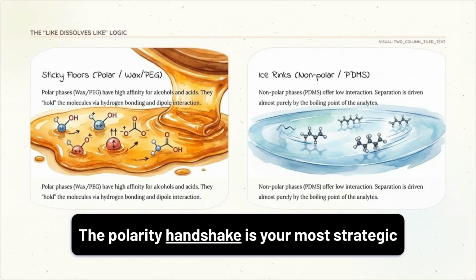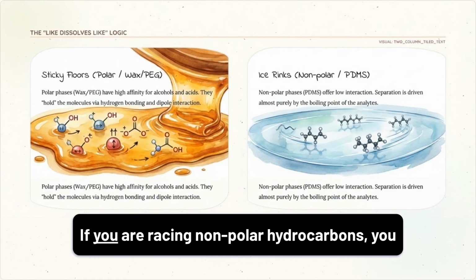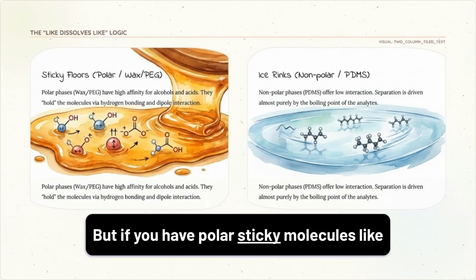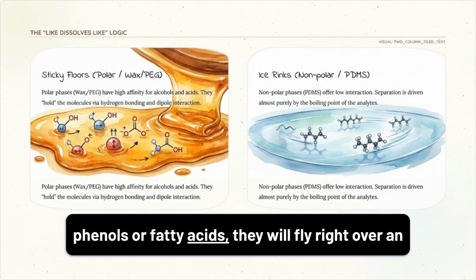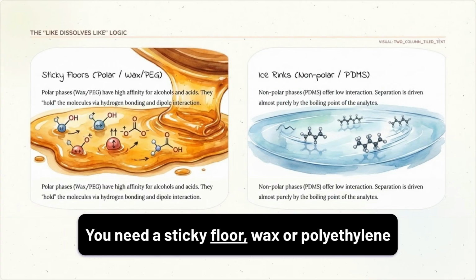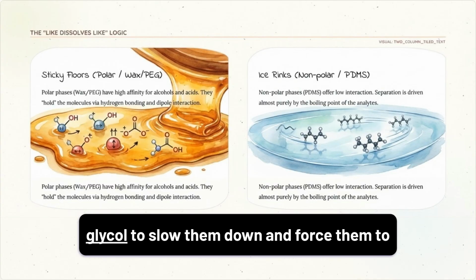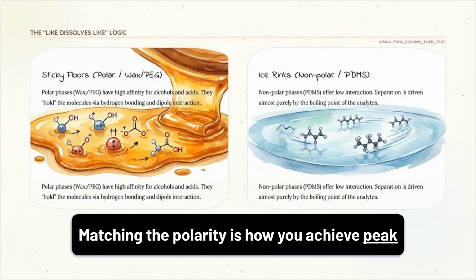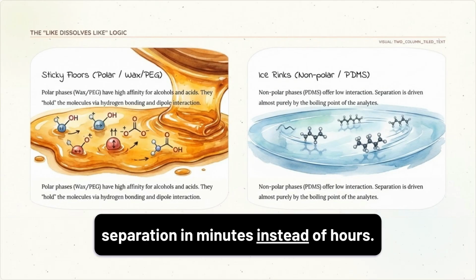The polarity handshake is your most strategic decision. If you are racing non-polar hydrocarbons, you want an ice rink, a non-polar PDMS phase. But if you have polar sticky molecules like phenols or fatty acids, they will fly right over an ice rink without separating. You need a sticky floor, wax or polyethylene glycol, to slow them down and force them to compete. Matching the polarity is how you achieve peak separation in minutes instead of hours.